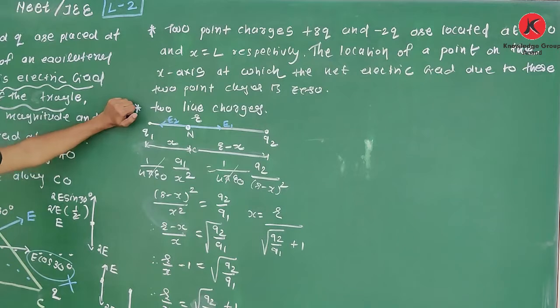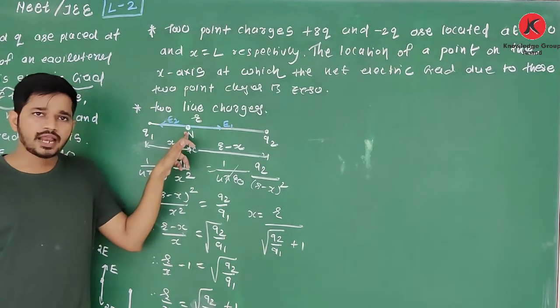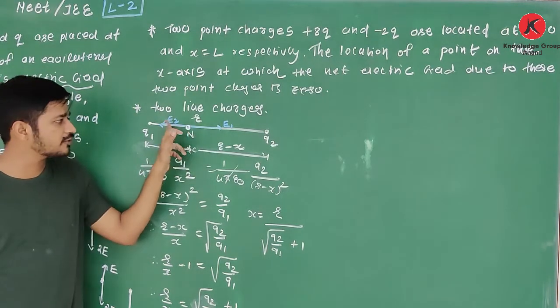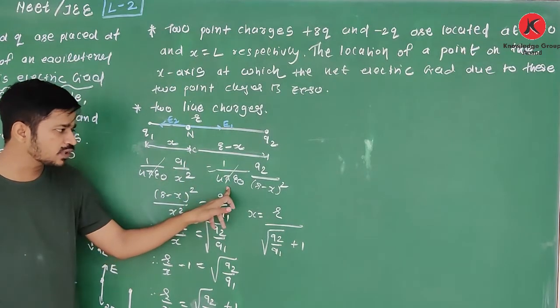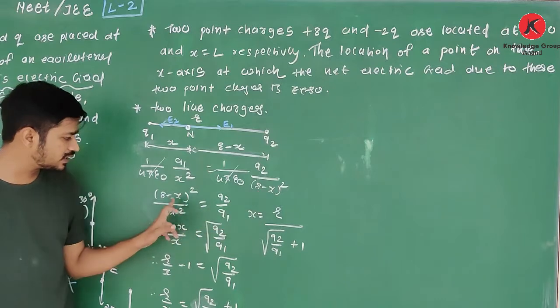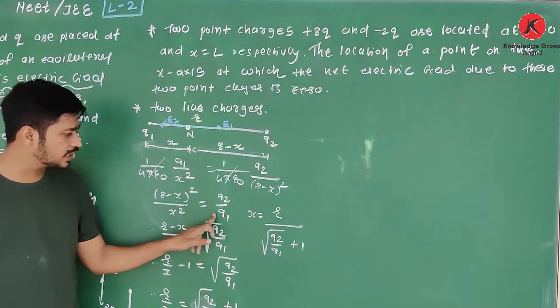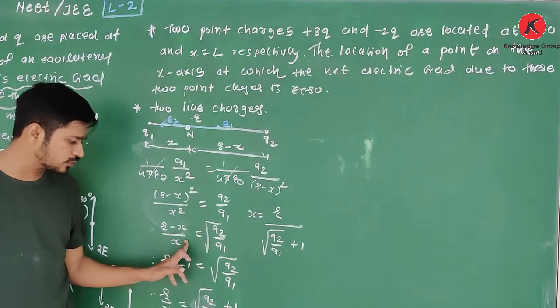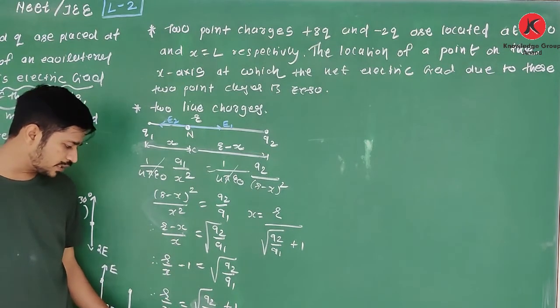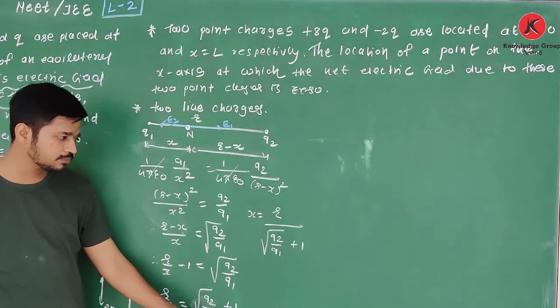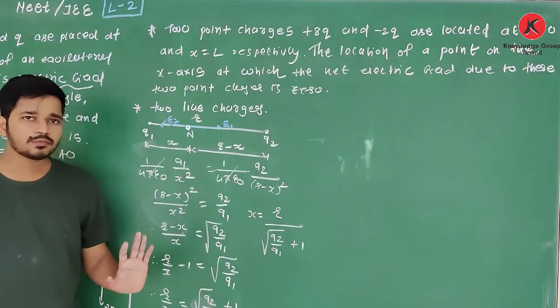Again, at this point the electric field is 0: direction opposite, magnitudes same. 1 upon 4 pi epsilon 0 on both sides. (R minus x) square goes in the numerator on this side, Q1 on this side. Take the square root on both sides. R upon x minus x upon x, which is 1. So R upon x is equal to square root of Q2 upon Q1, plus 1.